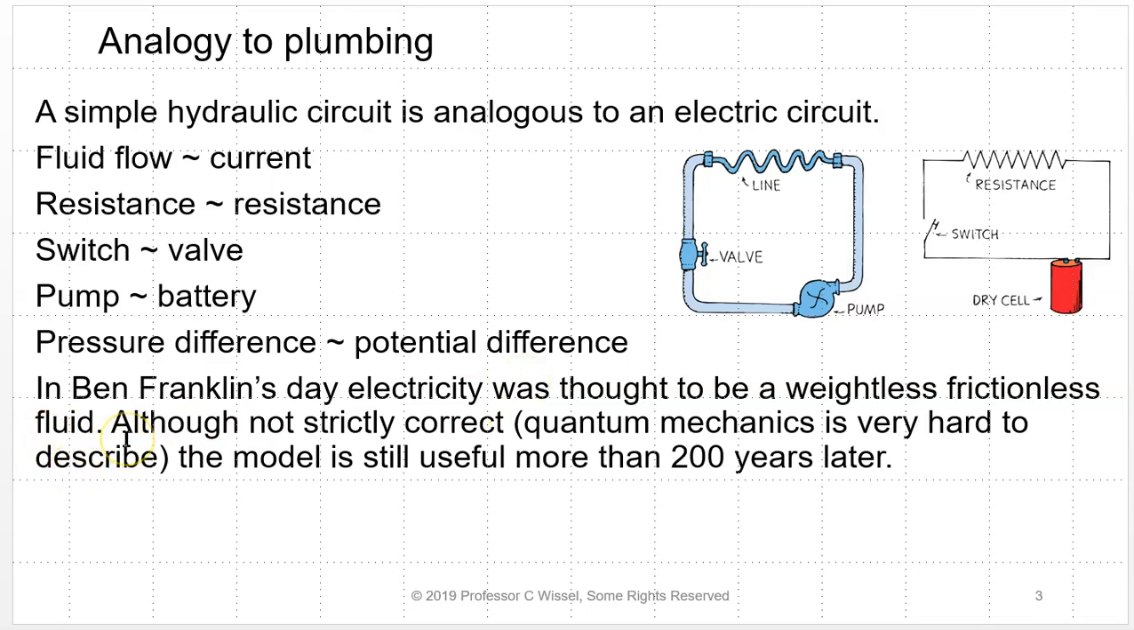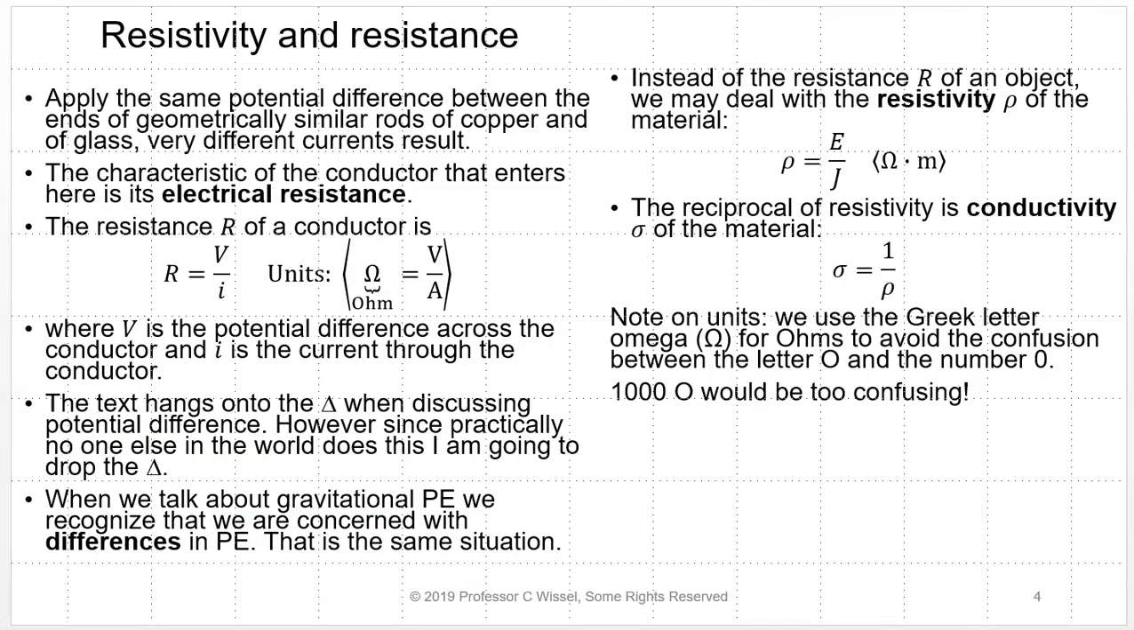In Ben Franklin's day, electricity was thought to be a weightless, frictionless fluid. Although not strictly correct, because quantum mechanics is very hard to describe, the model is still extremely useful more than 200 years later, close to 300 years later.